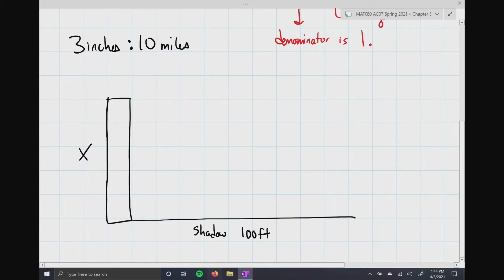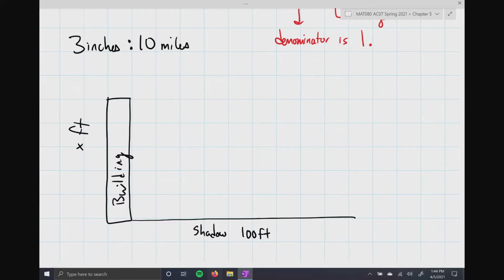So this is a building. And this is the letter X, by the way. I have no idea how tall the building is. But what I do know is the shadow that the building casts is approximately 100 feet.